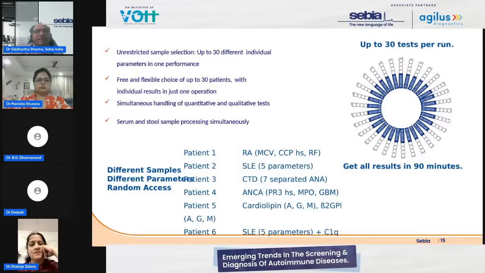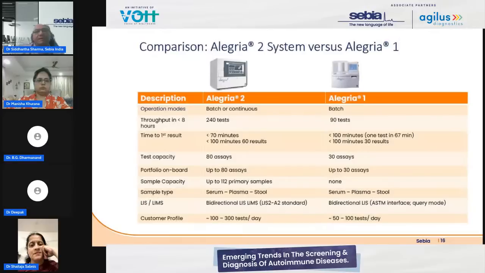So you can mix and match different samples and different parameters, and you can get the results in 90 minutes. This is the comparison of a fully automated Allegria 2 system versus a semi-automated Allegria 1 system. The difference in Allegria 2 over Allegria 1 is, number one, the throughput.